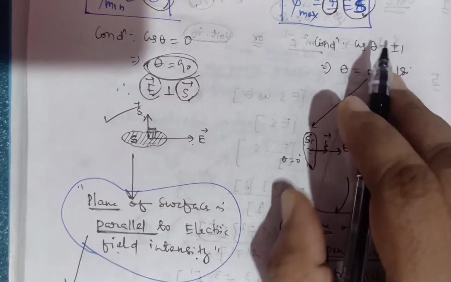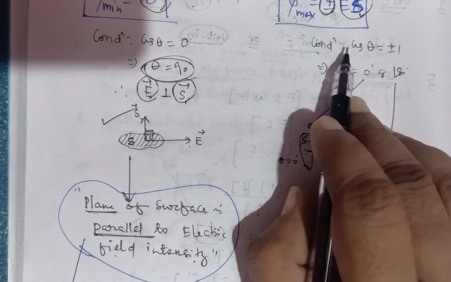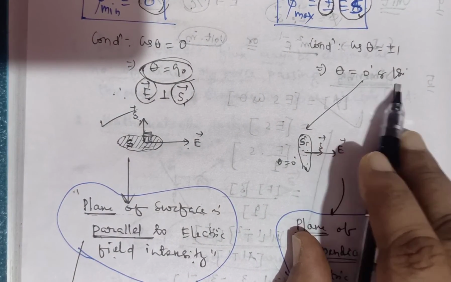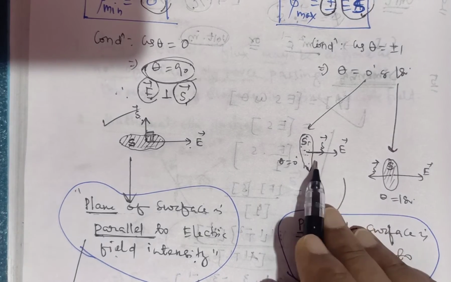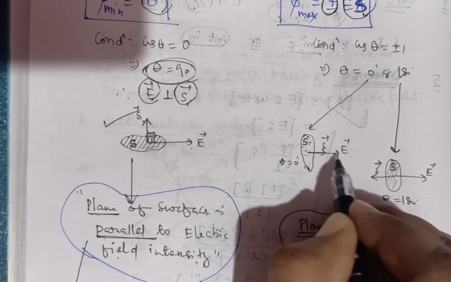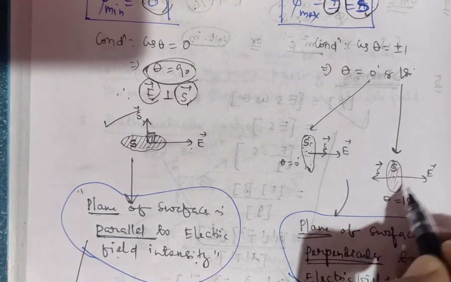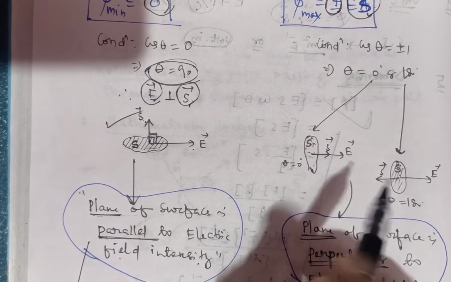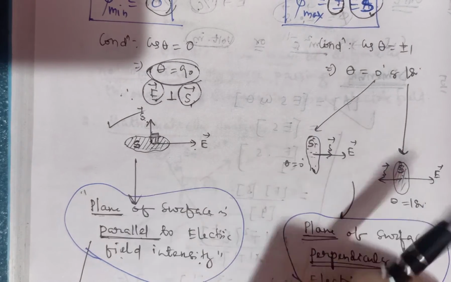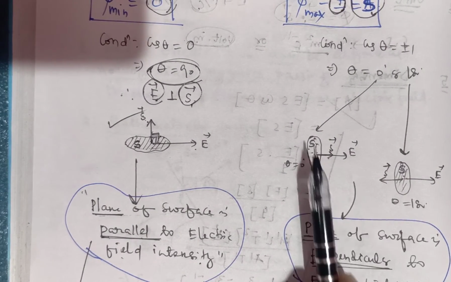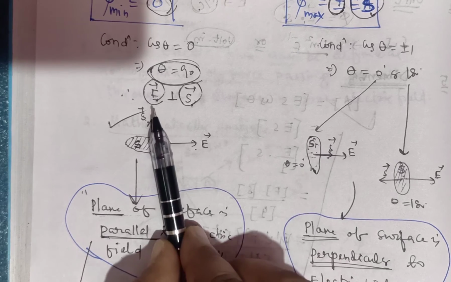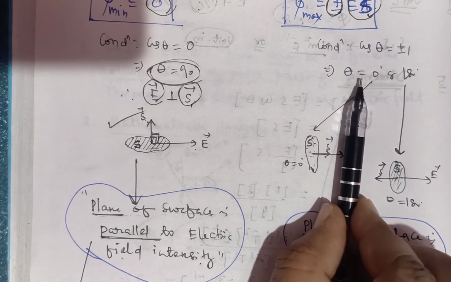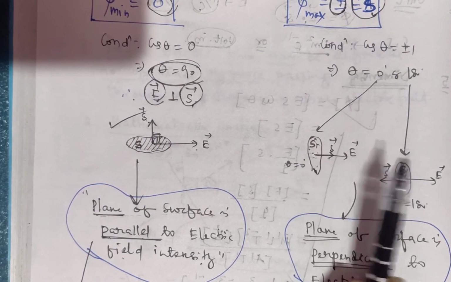Then we will come to maximum flux. Maximum flux means plus minus Es. That means cos theta is equal to plus minus 1, which means theta is equal to 0 degree or 180 degree. If theta is equal to 0, the figure is like this. You see area vector and intensity vector are parallel. If theta is 180 degree, area vector is in this way, intensity is in this way. But you see for both figures, the given surface is perpendicular. Here theta is 90 degree, but the given surface is parallel to the intensity. Here theta is equal to 0 degree and 180 degree, but the given surface is perpendicular.